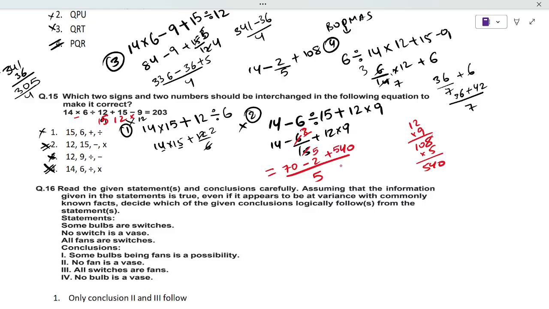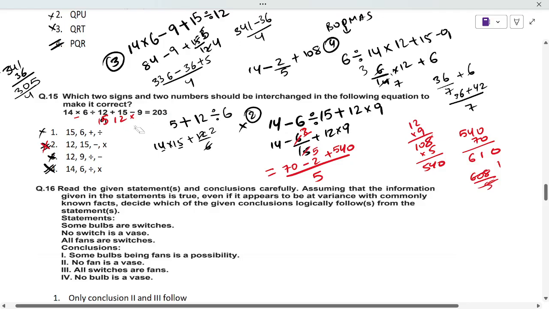Now if we cancel it again, 540 plus 70 will give us 610 minus 2. Minus 2 gives us 608 divided by 5. 5 1 times. No, this is not possible. So I think the question is wrong, right? But let's check again. Option 1, 15 and 6 must be interchanged, right?